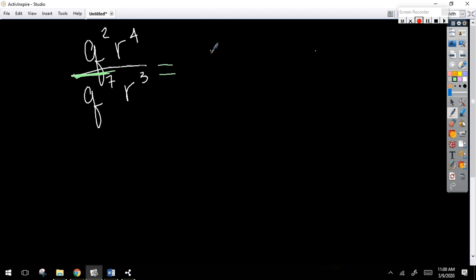When you subtract, make yourself a note. When you subtract, even if you get a negative value, it always stays in the numerator, okay? You can flip it later, but when you subtract, you keep it up top. In other words, 2 minus 7 is negative 5, right? It's not negative 5 in the bottom, it's negative 5 in the top. 4 minus 3 is 1. And then flip.